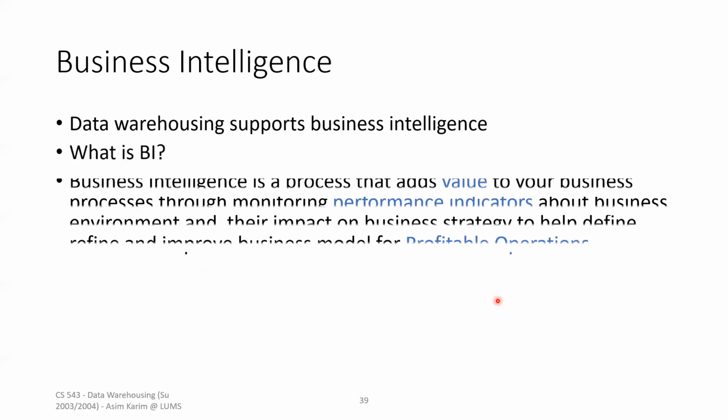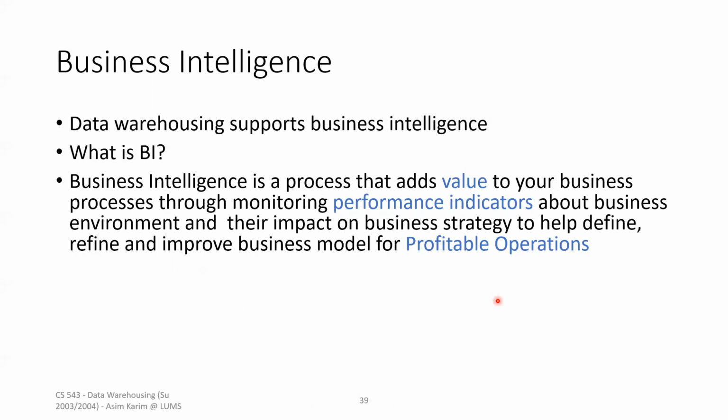Now, what is business intelligence? Business intelligence is the process that adds value to your business process through monitoring performance indicators. That's a very important thing, performance indicator. So we monitor performance indicators about the business environment and their impact on business strategy to help do what? To help define, refine, and improve the business model for profitable operations.